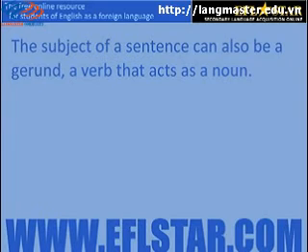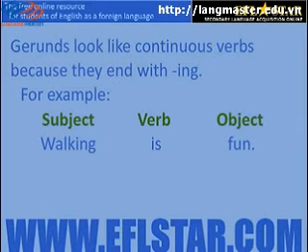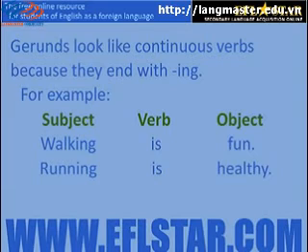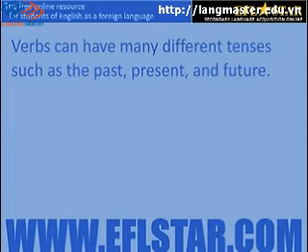The subject of a sentence can also be a gerund, a verb that acts as a noun. Gerunds look like continuous verbs because they end with ing. For example, walking is fun. Running is healthy. Driving saves time. Verbs describe the action that is taking place or the state that something is in. Verbs can have many different tenses, such as the past, present, and future.